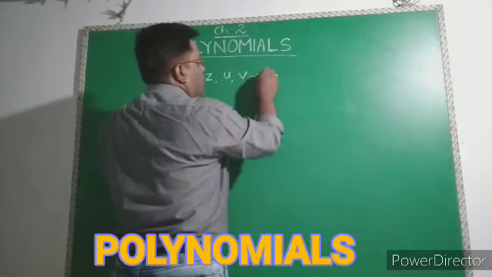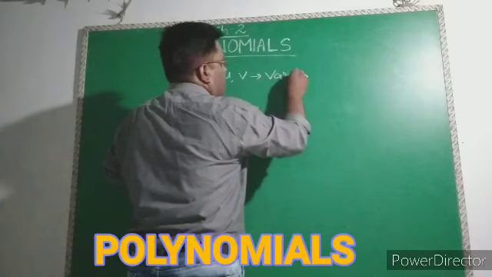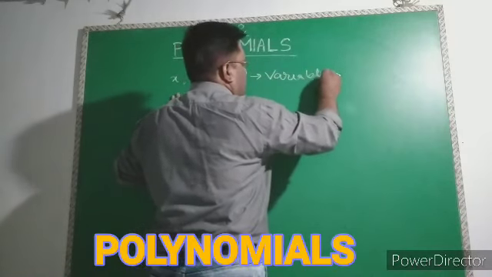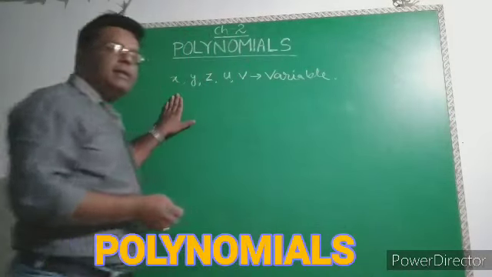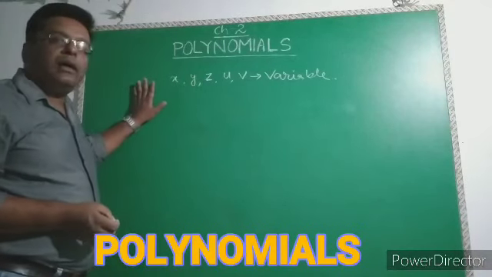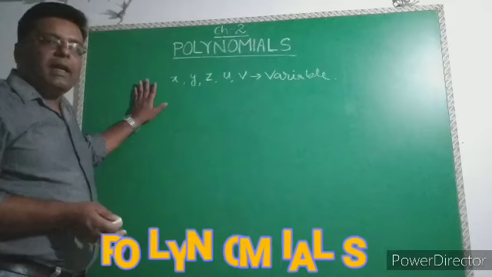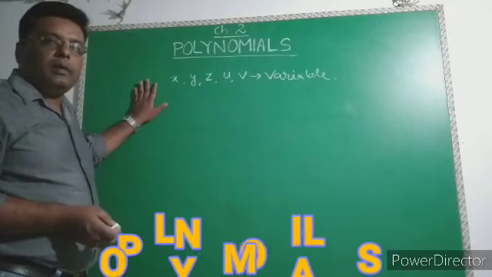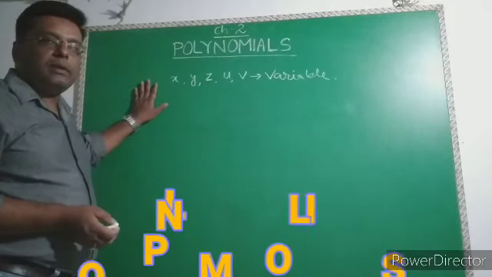It's called a variable. That is, in a specific sum, this x, y, z or u, v, t, s, etc. can have more than one value. So they are called variables.